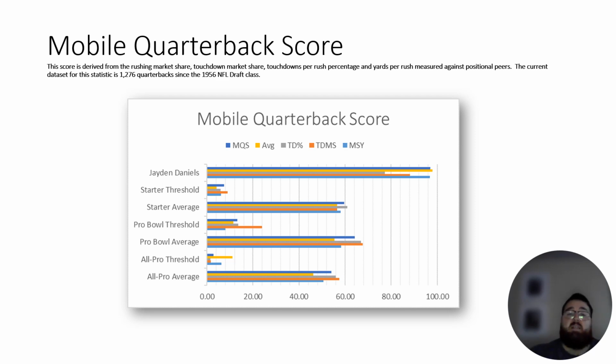So Jayden Daniels hits at least those areas, and it also tells you that this is a quarterback who can rush the football. He's a quarterback that can be a dual threat quarterback. And in today's NFL, that's definitely something that you want.